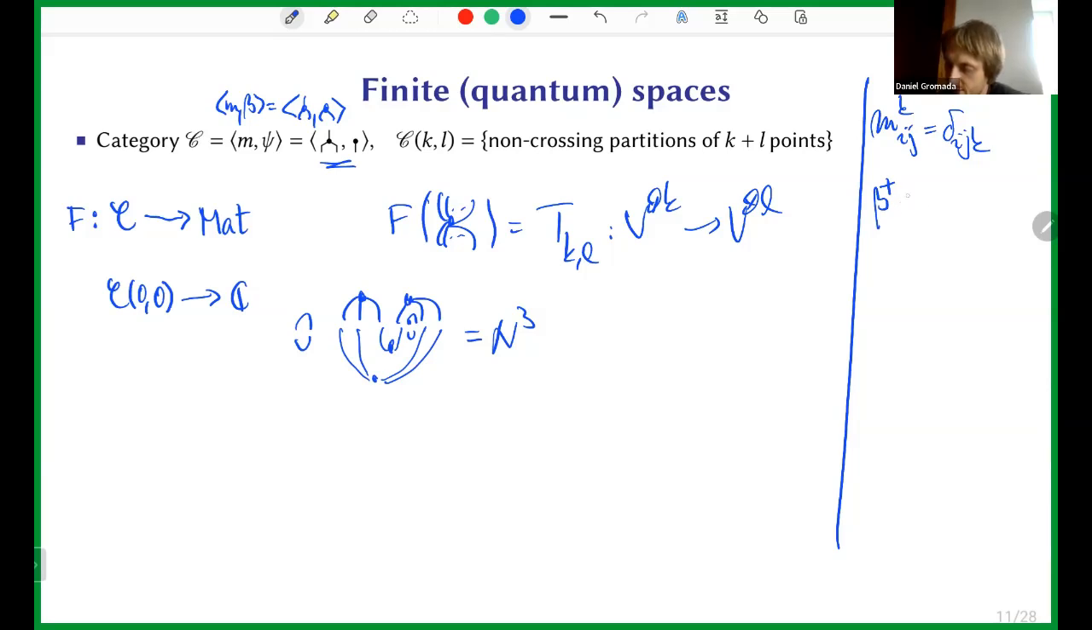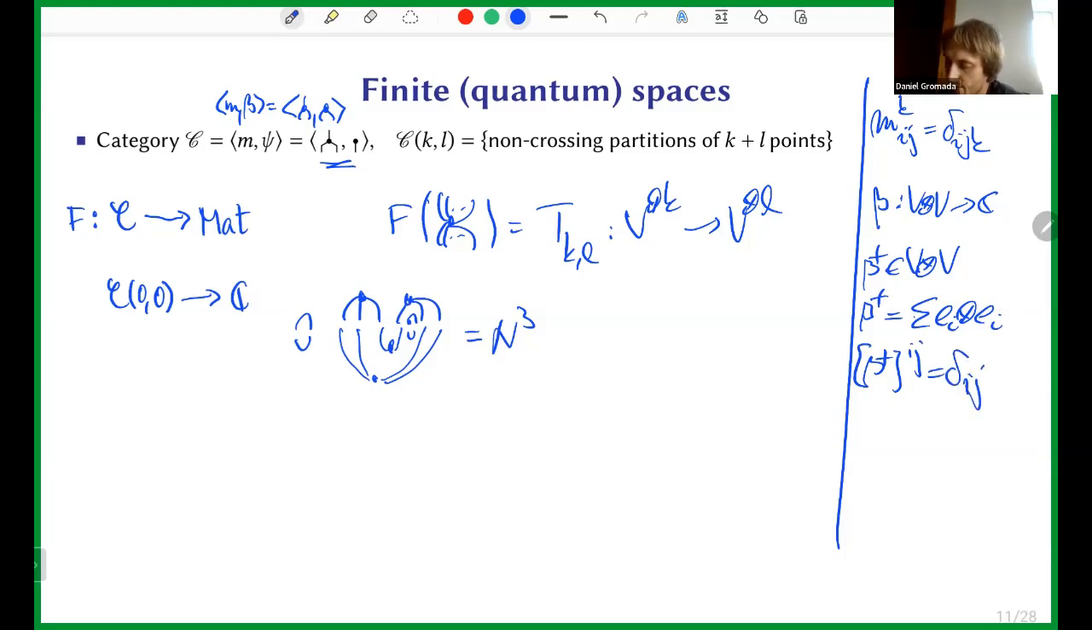So remember, beta was from B tensor B to C. So beta dagger is like a bivector. So it actually is equal to the sum of e_i tensor e_i, but you could also say that its entries are delta ij. Well, and if you compose M composed with beta dagger, remember that's M and now beta dagger. So you have 0 inputs, 1 output.